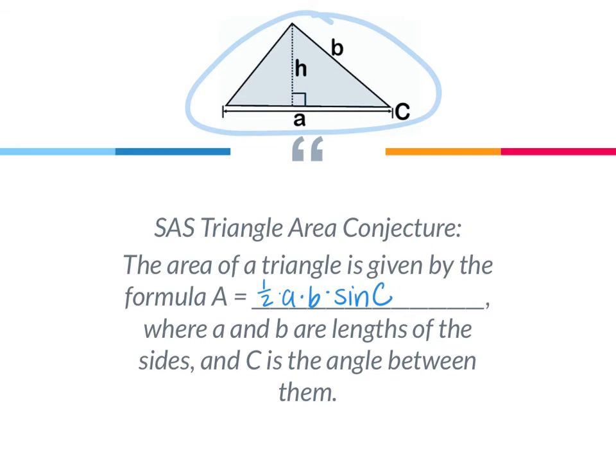Notice that the way we write sides is with a lowercase letter. So a and b are sides, so those are using lowercase letters. When we are referring to an angle, we use an uppercase letter. Really important, a and b are lengths of the sides, and C is the angle between those two sides. Really, really important that C is the angle between them.